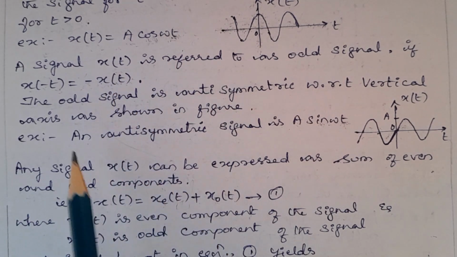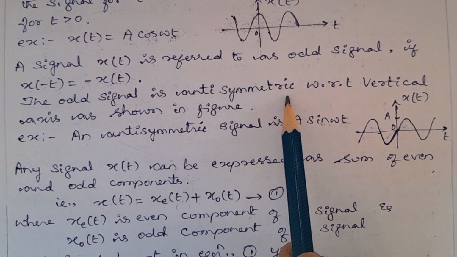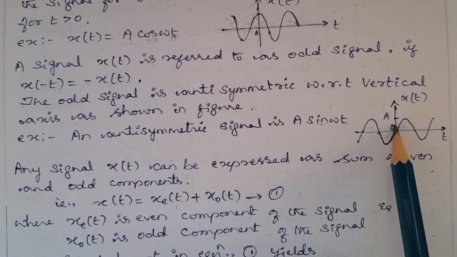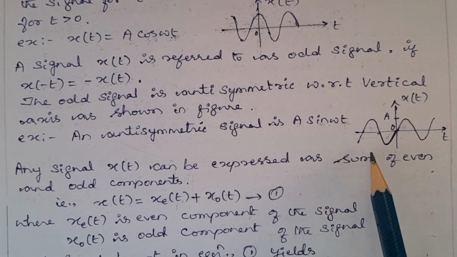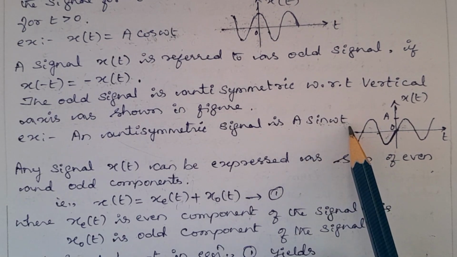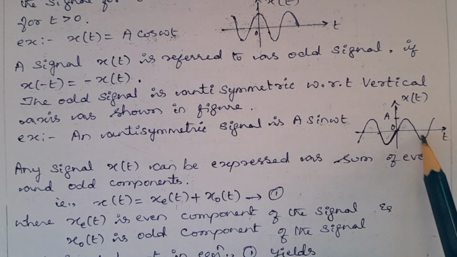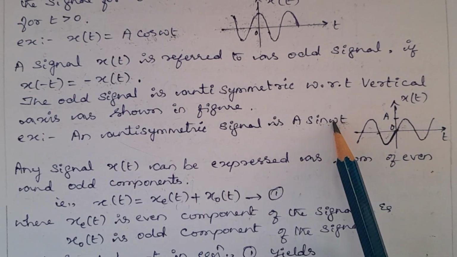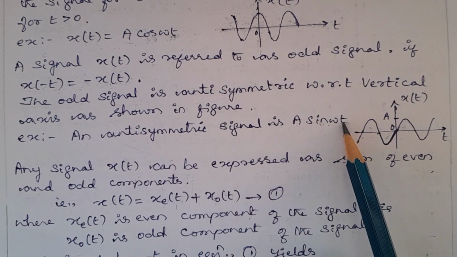The odd signal is antisymmetric with respect to the vertical axis as shown in the figure. Example, an antisymmetric signal is A sin omega t. A is the amplitude of the signal, this is the sine wave, omega t. Omega is the angular frequency, t is in time.